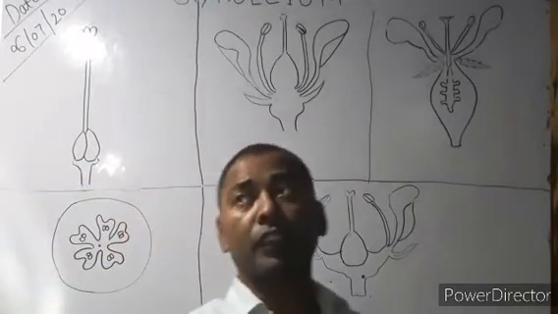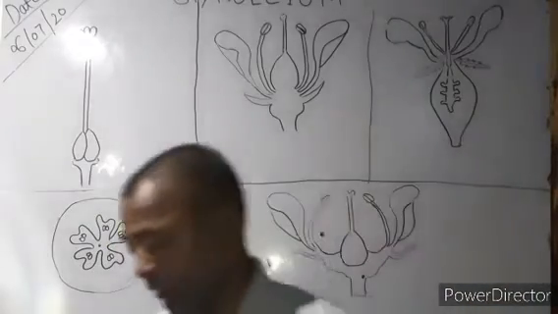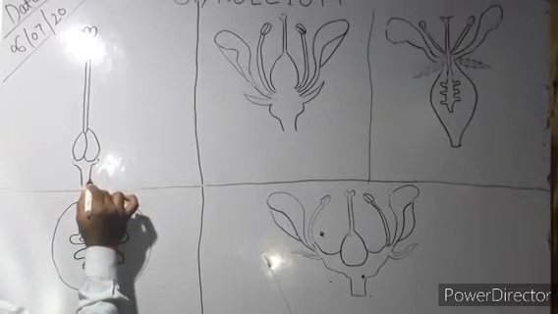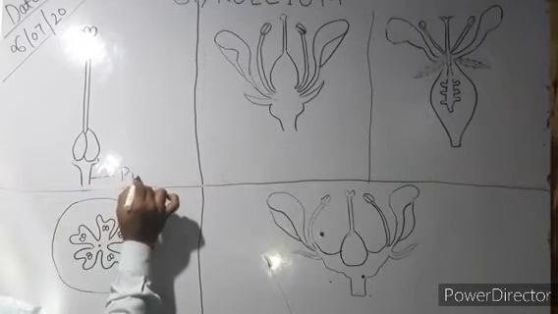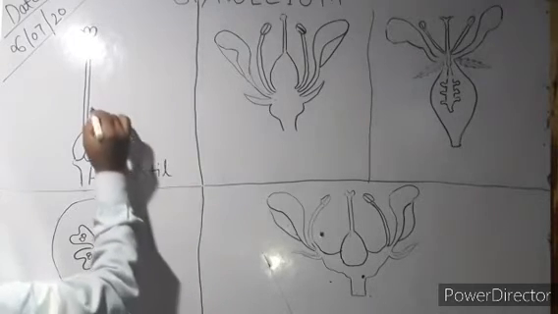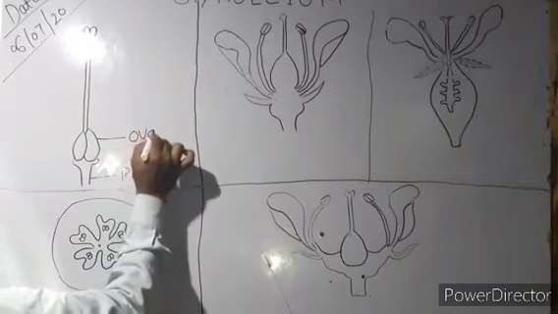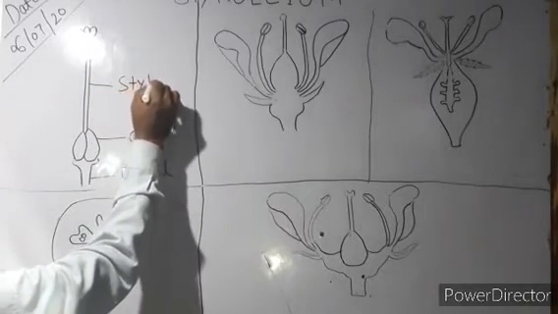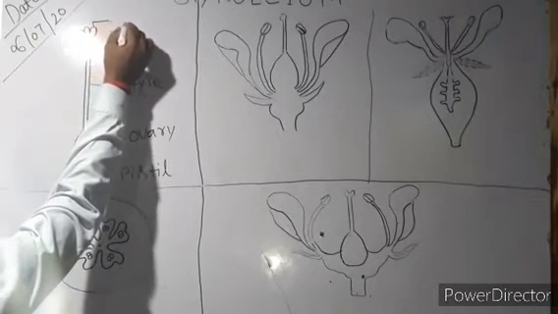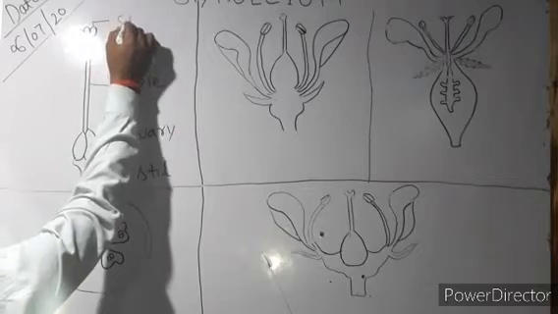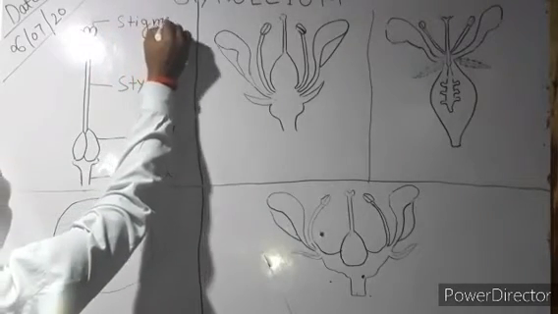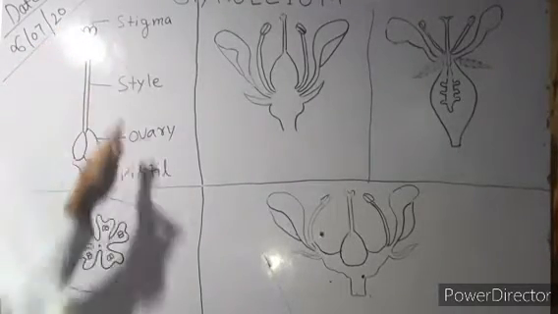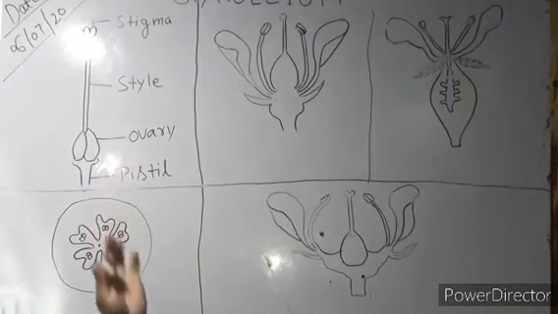It has three most important parts of the pistil. You can name them here: this is the ovary, this is the style, and the broadest part is the stigma. These are the main parts of the pistil, or gynoecium.